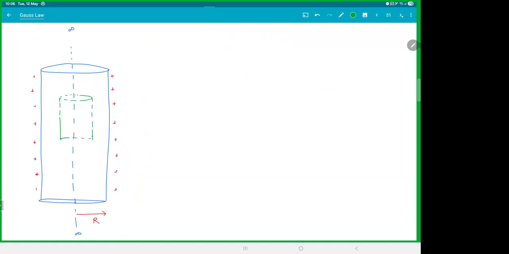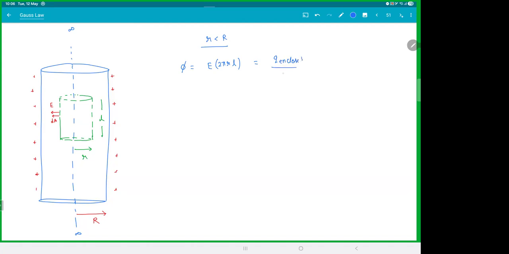Consider a cylinder of length L and radius small r. We can clearly see the field for the cylinder is radial. The area vector is also along dA. This is the whole reason why you should take a symmetrical shape. So for small r less than capital R, the flux will be E into the surface area, which is 2 pi r into L. This should be Q enclosed by epsilon.